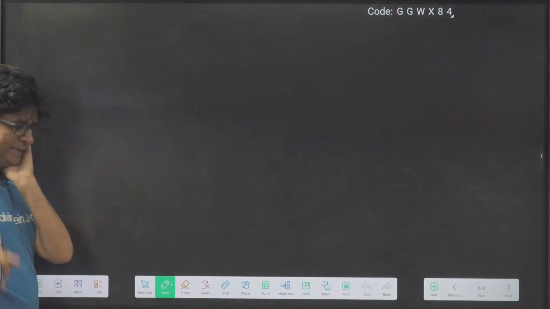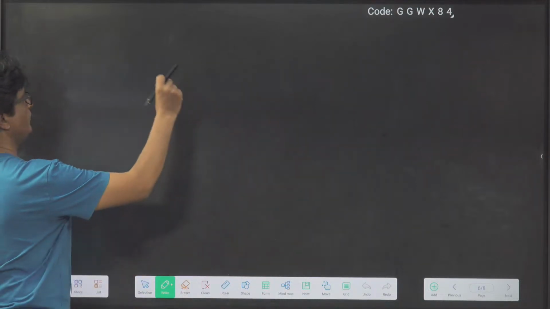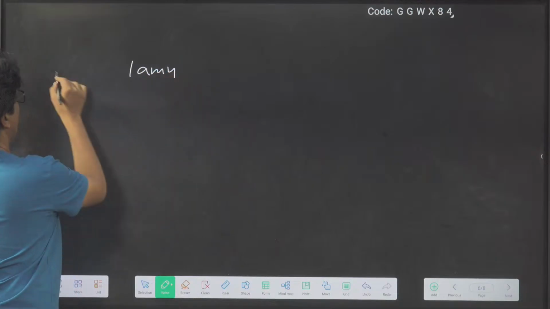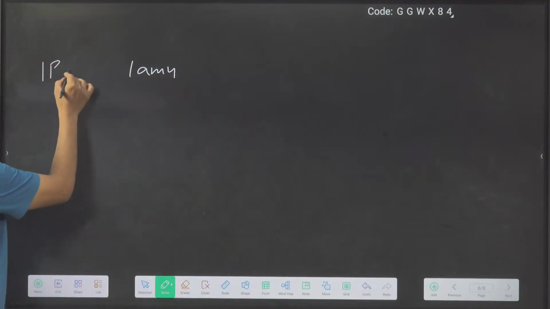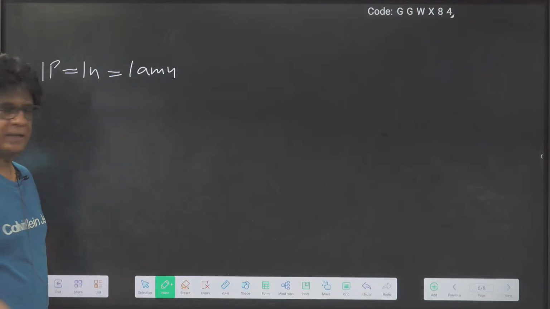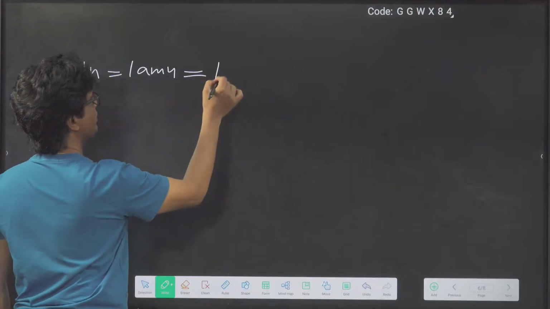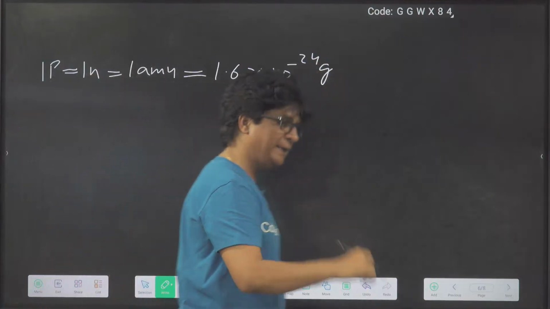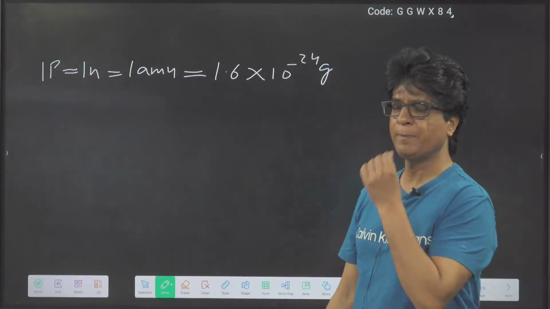See, you know what 1 AMU is? It is the weight of 1 proton, which is almost equal to the weight of 1 neutron. That is called 1 AMU, and the value of 1 AMU is approximately 1.6 into 10 to the power of minus 24 gram. Is that clear? Right?